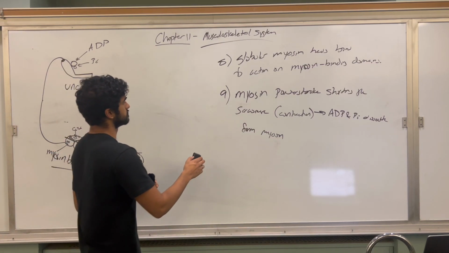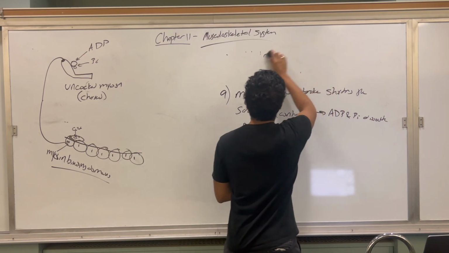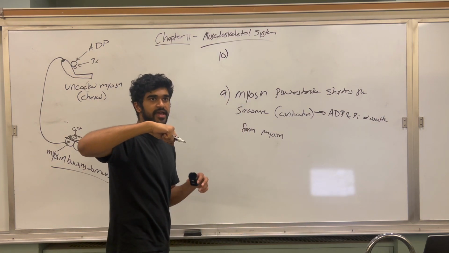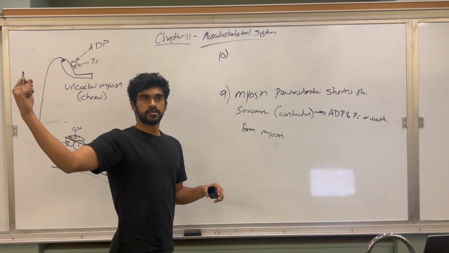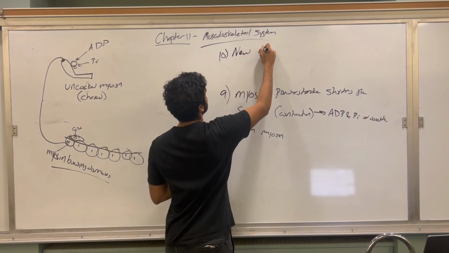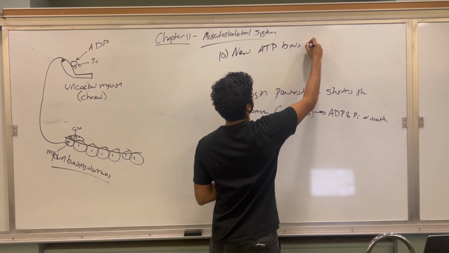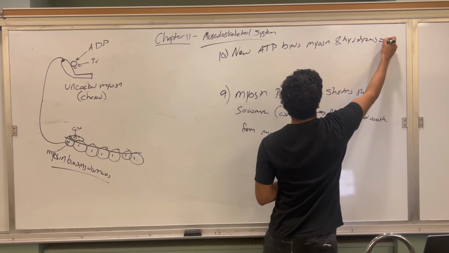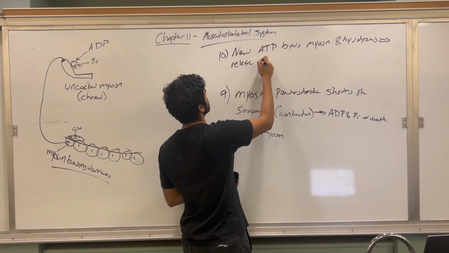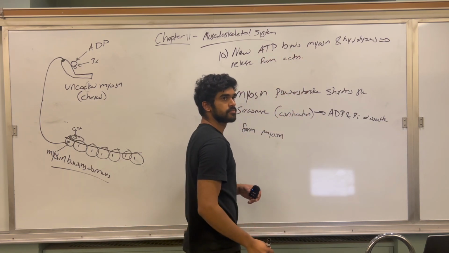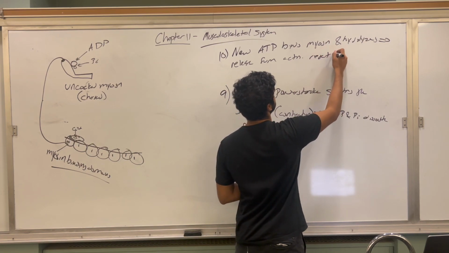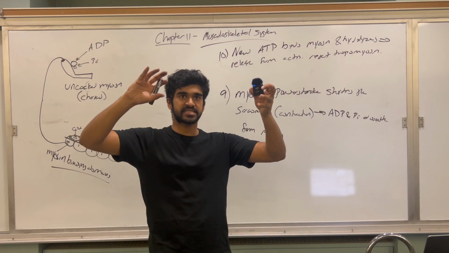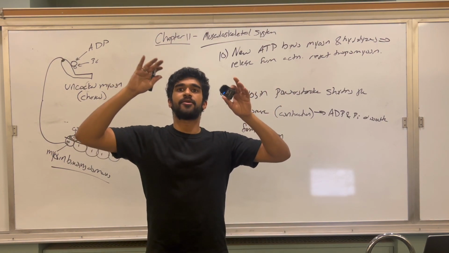What's number 10? So that's cocked myosin, right? But now we have to uncock it again. So new ATP binds myosin and hydrolyzes, which leads to release from actin and reset of tropomyosin. So tropomyosin moves back into place over the myosin binding domain, and the myosin leaves.